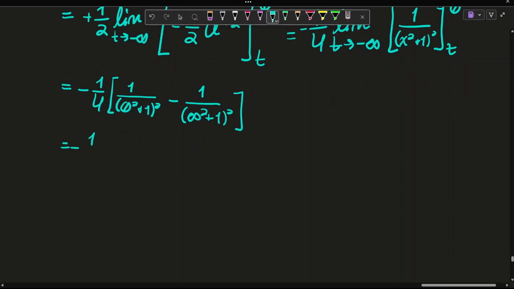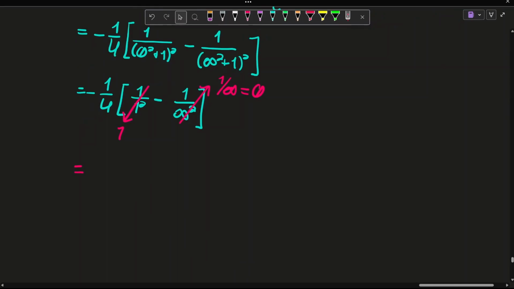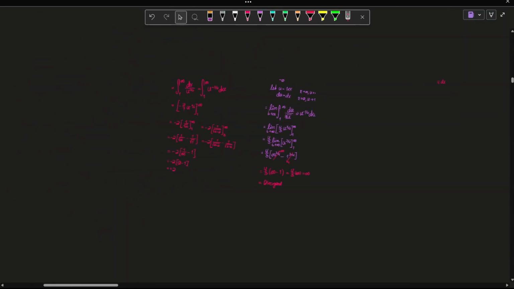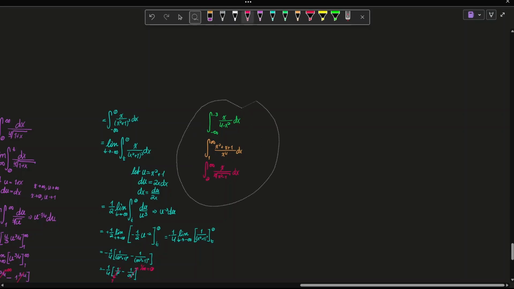So that's negative 1/4 times 1 over 1 minus 1 over infinity squared. Of course, this evaluates to 1, this to 0, since 1 over infinity is equal to 0. So we get negative 1 over 4 times 1 minus 0, which is negative 1/4. You can write convergence. I'm not. The fact that it goes to a number and you evaluate it should be enough.